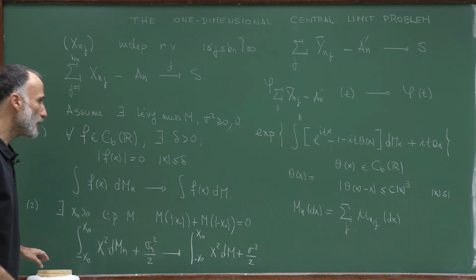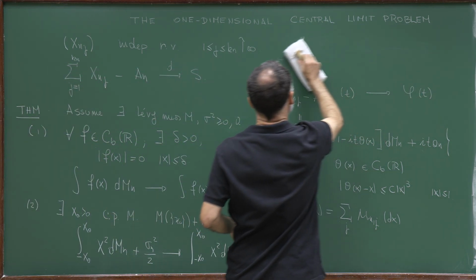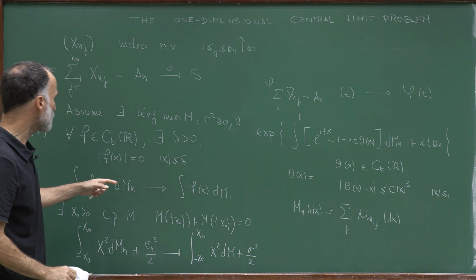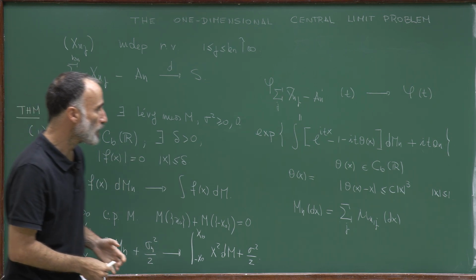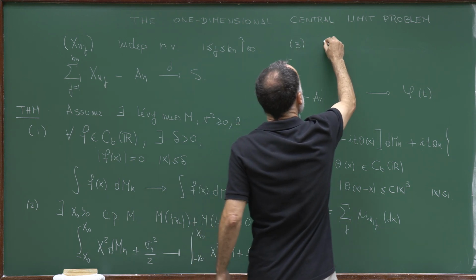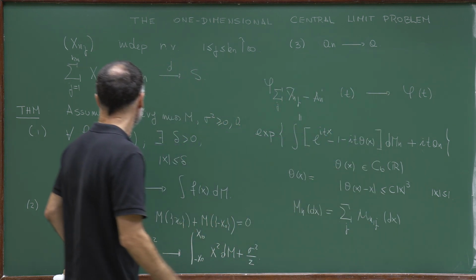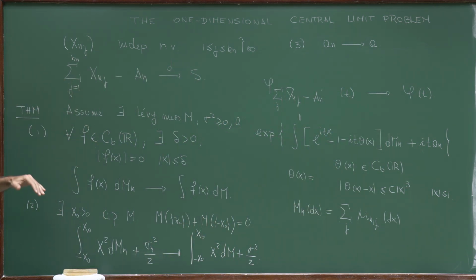And finally, let me write maybe the third condition here. The third condition concerns the sequence an, which appears here. So the third condition states that an converge to A. So let me read again the assumptions of the theorem.